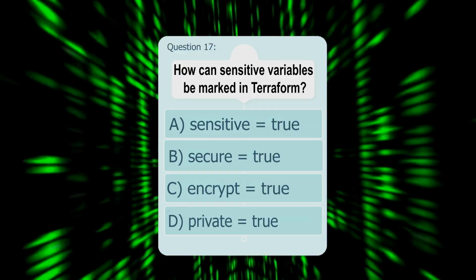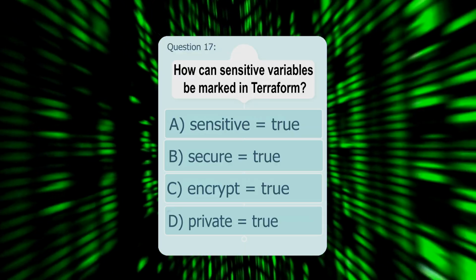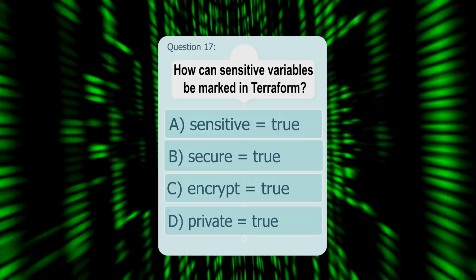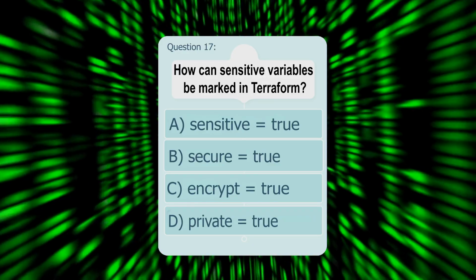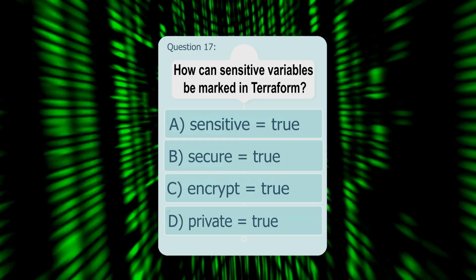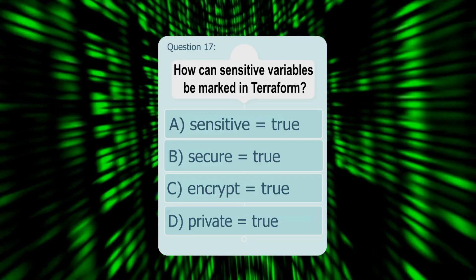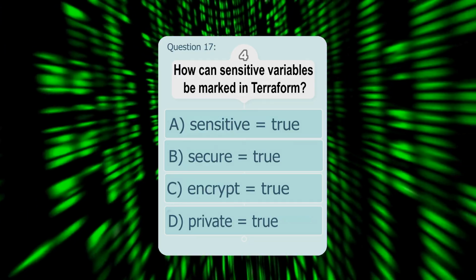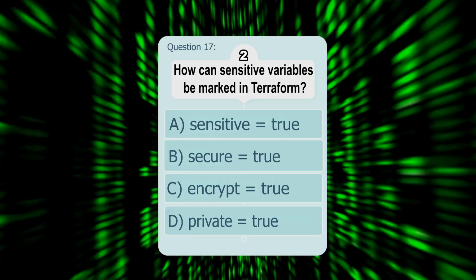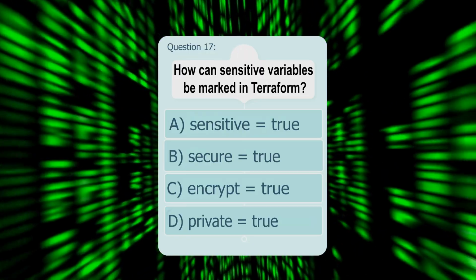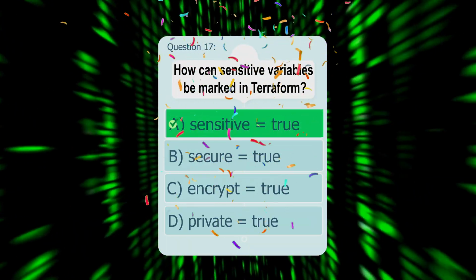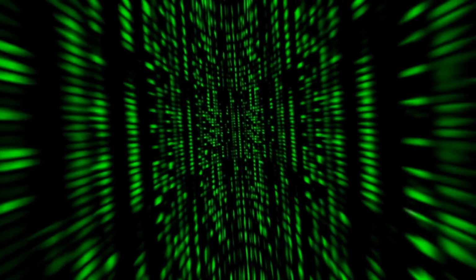Question 17. How can sensitive variables be marked in Terraform? A. sensitive equals true. B. secure equals true. C. encrypt equals true. D. private equals true. Answer. A. sensitive equals true.